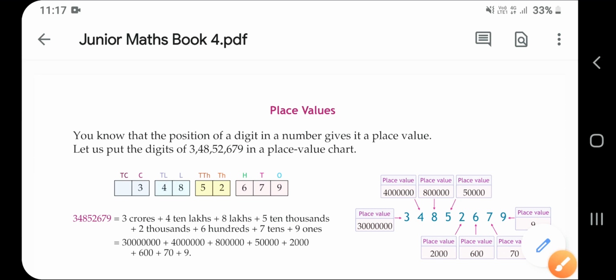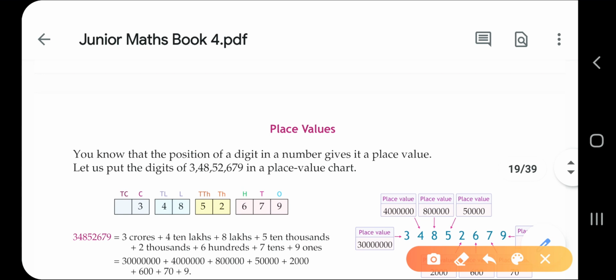Hello students, this is class 4 junior maths, page number 15 and chapter 3. The topic is place value. So what we have to do is understand some basic concepts of this chapter.